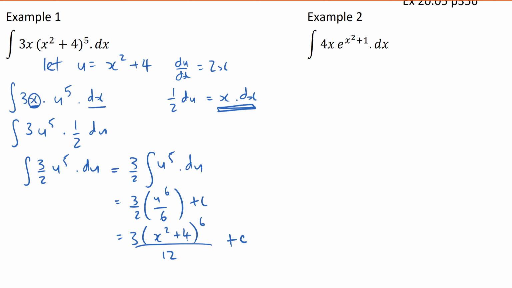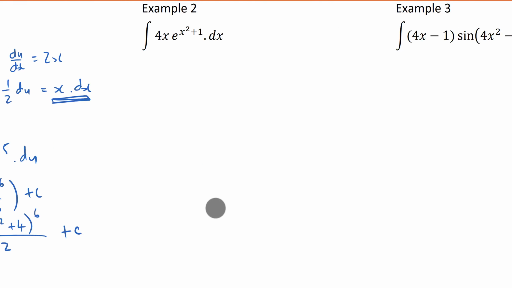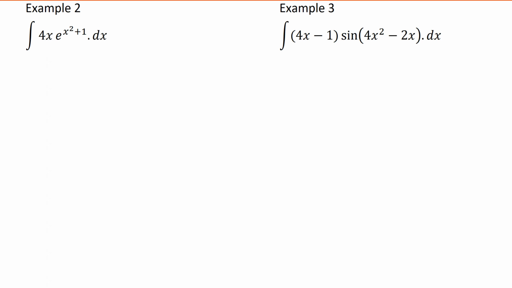Does that make sense? Can you see where everything is? You see how it sort of makes it easier, and then you put it back in and it looks really complicated at the end. So if we're looking at example 2, can you see that this part here is actually some part of a derivative of that? If you can notice that, then the chain rule or the substitution method comes pretty handy.